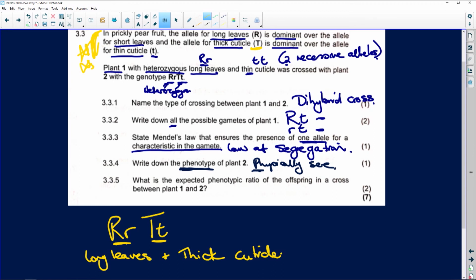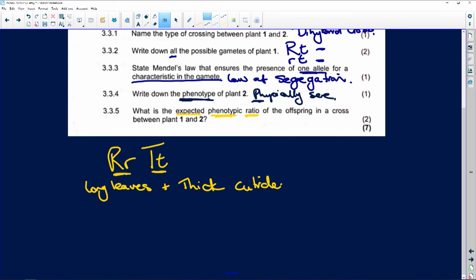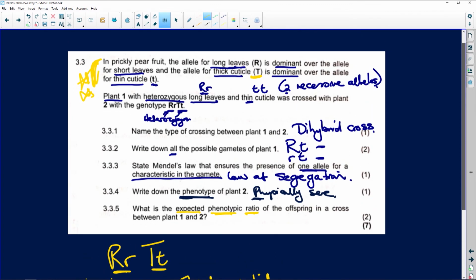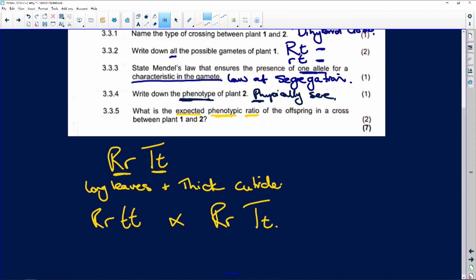All right? Then what is the expected phenotypic ratio of the offspring in a cross between plant 1 and plant 2? So now, if we look at plant 1 and plant 2, plant 1, sorry, let me just go back here. Plant 1 would have been R, R, and T, T, crossed with plant 2, which would have been capital R, lowercase r, capital T, lowercase t. So just have a look at what crosses we're going to end up with here. We've got our R's, we've got our lowercases, and we've got one dominant over here.